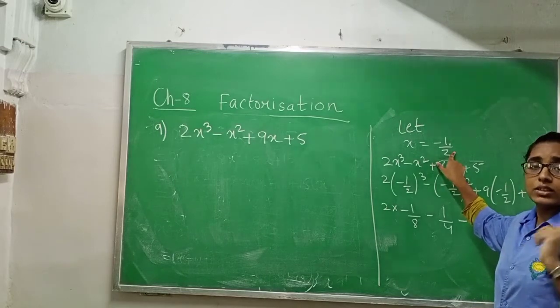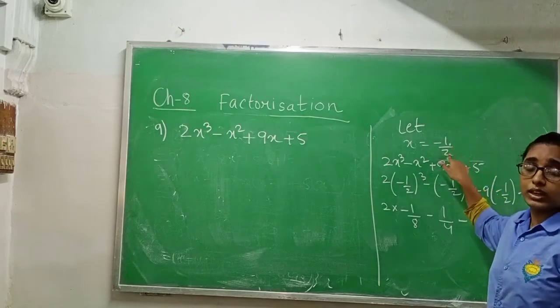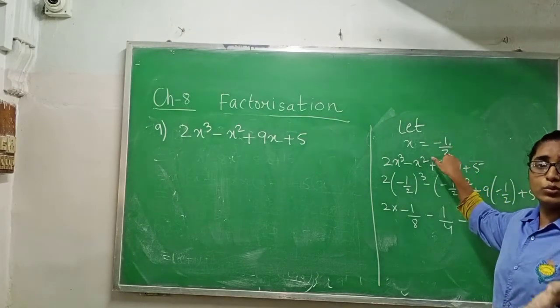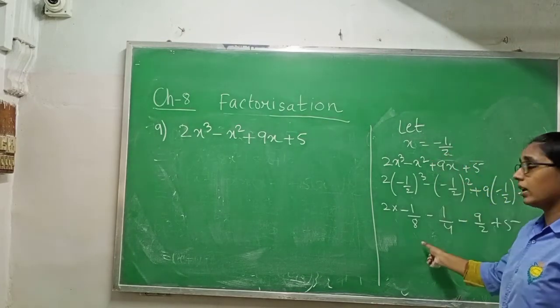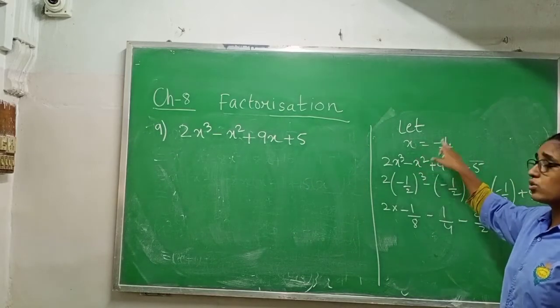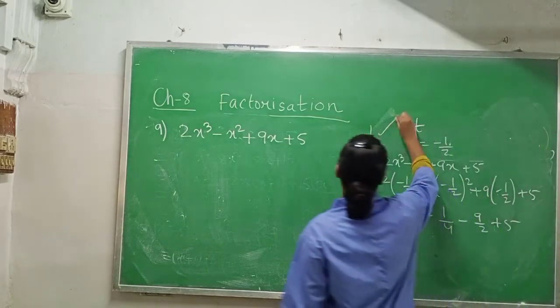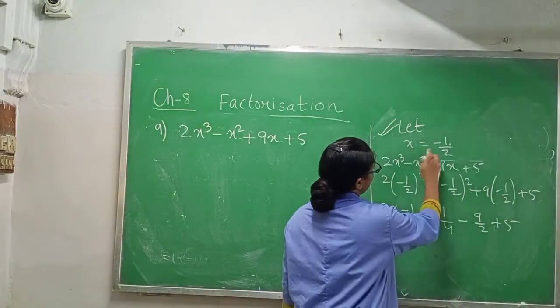In this exercise, this is the only concept, meaning in this one you have to take a fraction. Otherwise in 1, -1, 2, -2 the answer will come, meaning 0 will come in the end. But in question number 9, when you take x equals to -1/2, then only 0 will come. So please practice this properly. So x equals to -1/2.